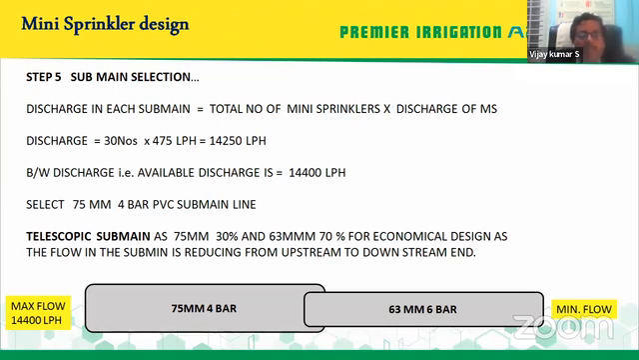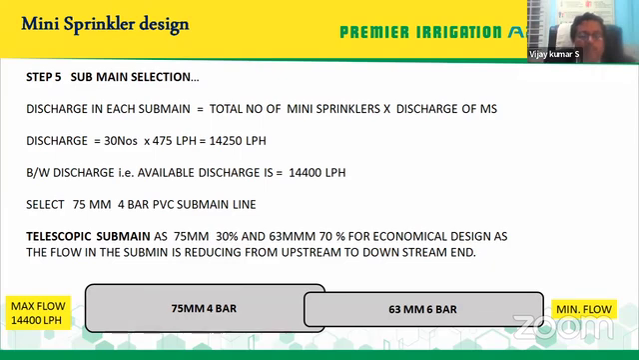But what is the water that is available in the borewell? That is 14,400. So our design is also correct. So we know that for 14,400 liters per hour, from the selection chart, we have to go for a minimum of 75 millimeter, and we will go for a 4 kg PVC or an HDPE pipeline. And like I told you last time itself, we will not give the entire length as 75 in order to bring in the economy and also to bring in the discharge uniformity in the field.